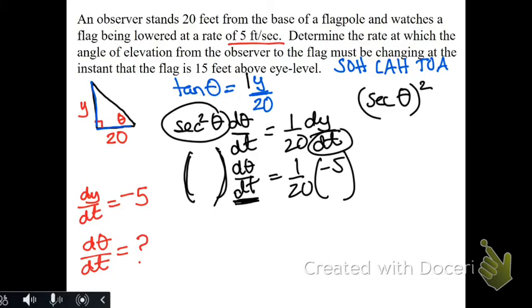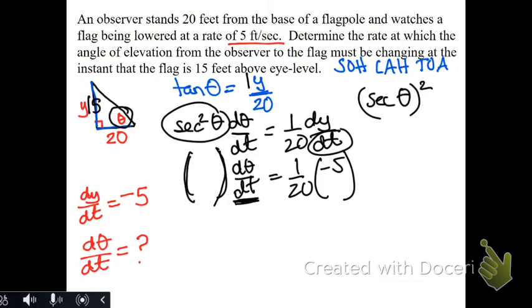Okay, at this moment, the flag is 15 feet above eye level. So that means the y is 15 right now. And focusing on the angle, I want secant theta. You don't have to find theta. You won't need a calculator. You just need to find the ratio of the sides, secant theta.